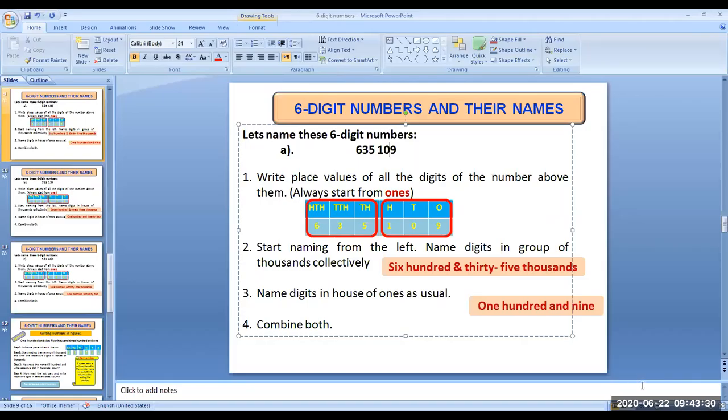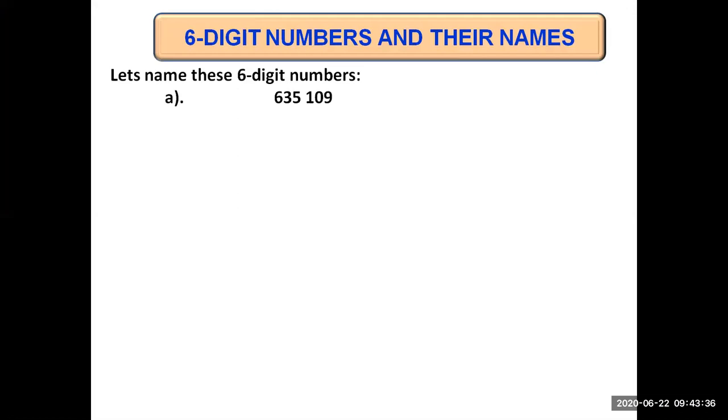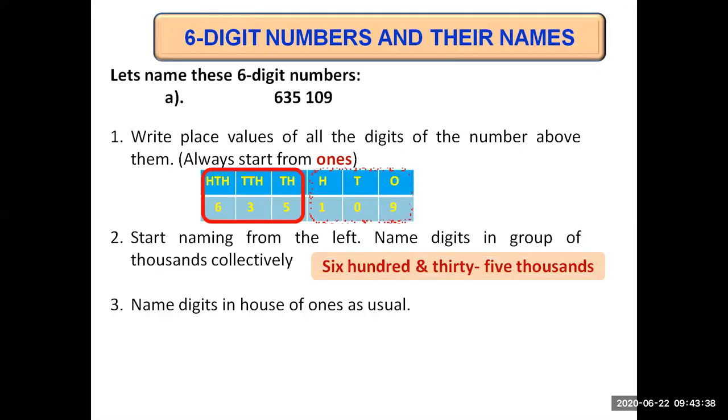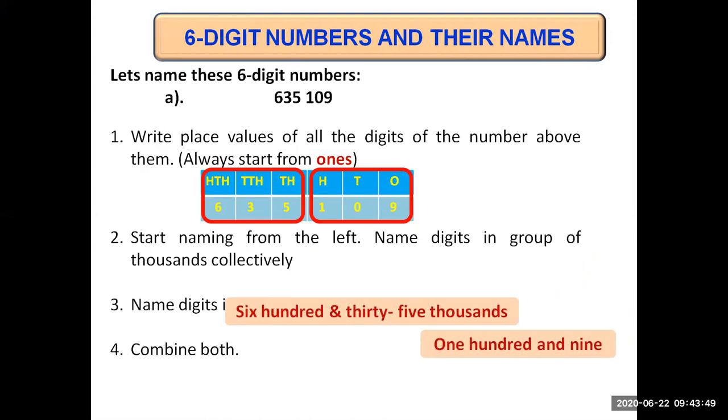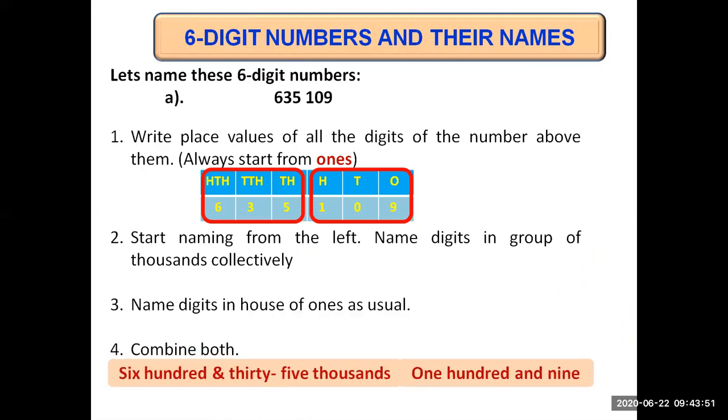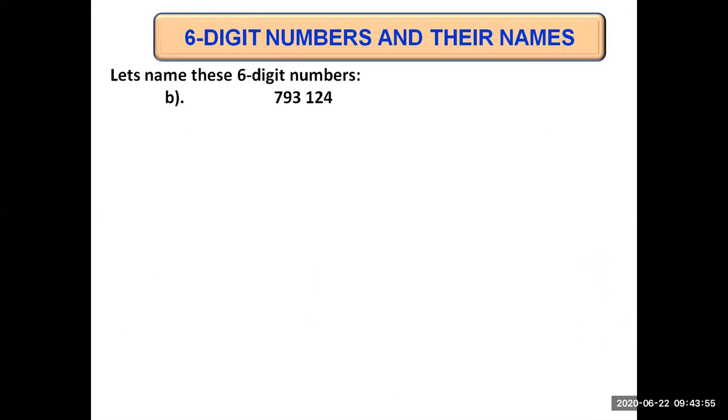Okay, sorry for the inconvenience. I have changed the number. There was some mistake in the number name. The number was 635,109, where we named the house of thousands collectively as 635,000, and the house of ones was named collectively as 109. Combining both, we get the number name 635,109.